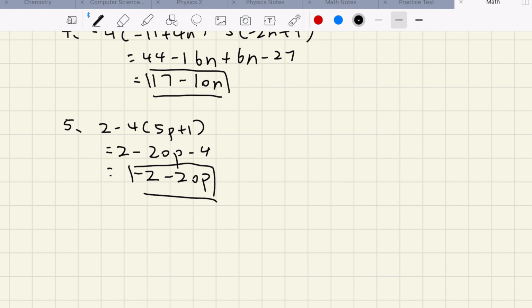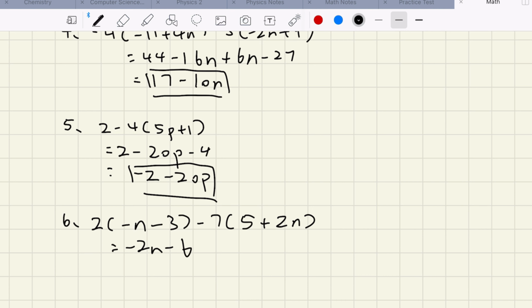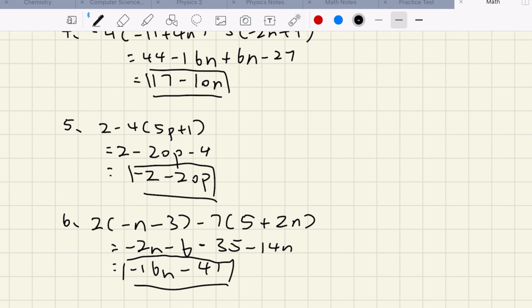Let's try one more problem like this. 2 times negative n minus 3 minus 7 times 5 plus 2n. 2 times negative n, that's negative 2n. 2 times negative 3, minus 6. Negative 7 times 5, negative 35. Negative 7 times 2n, negative 14n. Combine negative 2n and negative 14n, you get negative 16n. Negative 6 minus 35, that's negative 41. So the answer will be negative 16n minus 41.